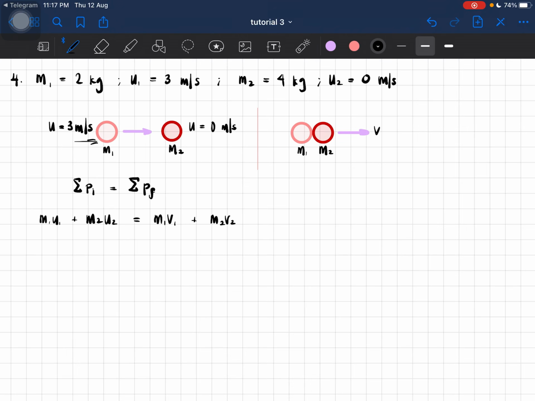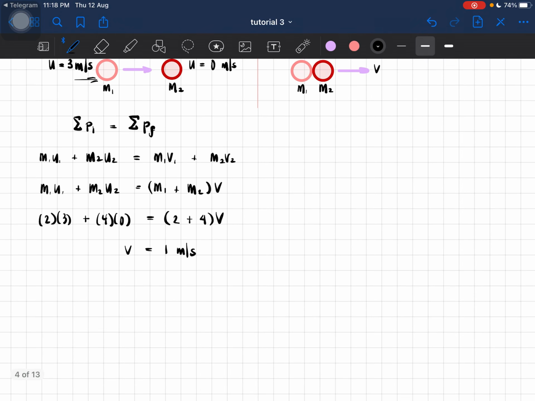But in this situation, it has been stated that they are moving together. So we only need to put one v. Then we can just substitute the values. So let's substitute: 2 times 3 plus 4 times u2, which is 0, equal to 2 plus 4 times v. V is what we are looking for, and then you'll get the common velocity to be 1 meter per second.